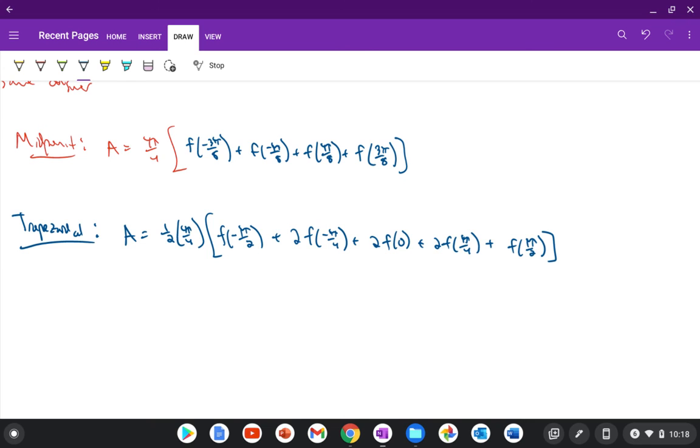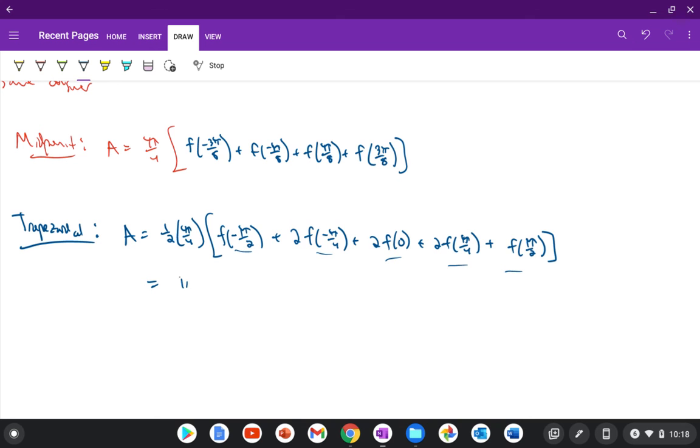Notice with the trapezoids, there's always one more value than the number of shapes. There's 5 values. The middle 3 are repeated twice. The end ones are just once. So those accumulate for 1, and then we're taking half of it. So we still have the same amount of shapes.